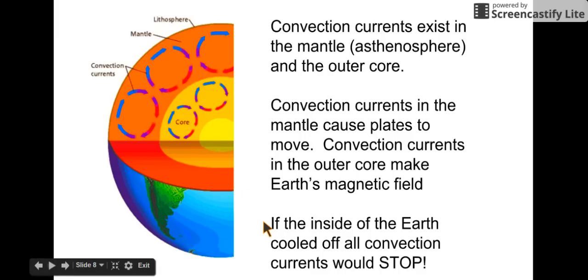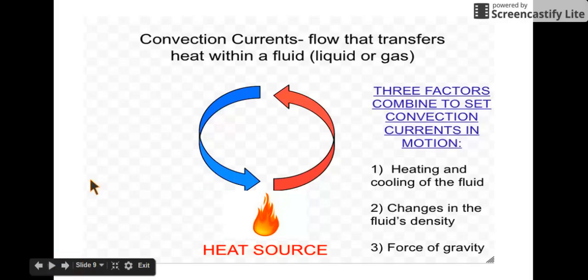Now, if the inside of the Earth cooled off and we didn't have this temperature difference, there would not be convection currents. Convection currents only occur when we have a difference in temperature. And we do. Hot and then cool. So that's a difference in temperature. So we're going to have convection currents.